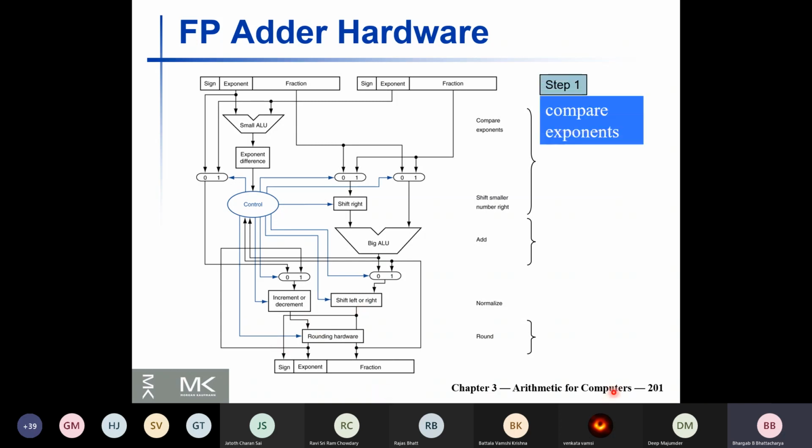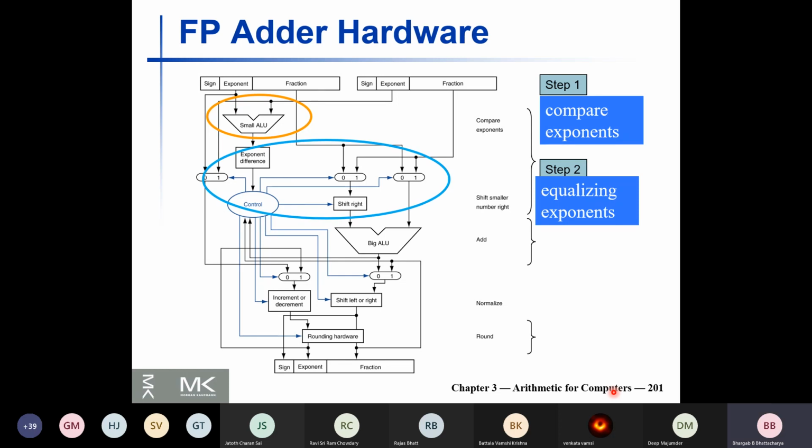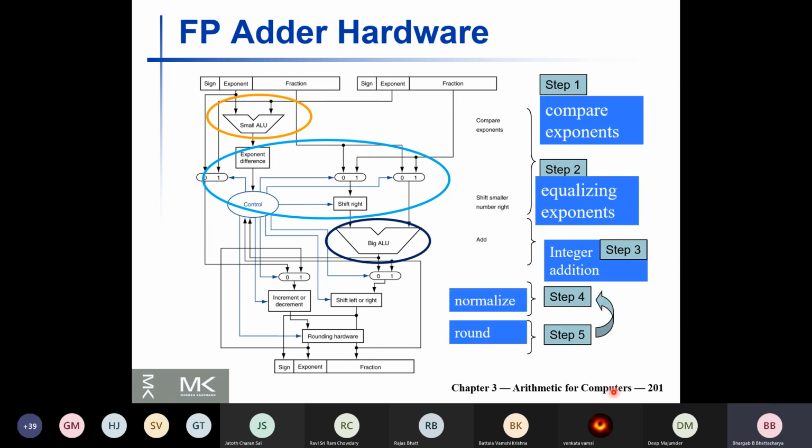So basically, you have these steps: compare exponents here, shift the smaller number right, equalizing the exponent here, and then integer addition here, step 3. Finally, normalize here and round, which needs additional hardware, and finally get the result. So this is the overall flow.